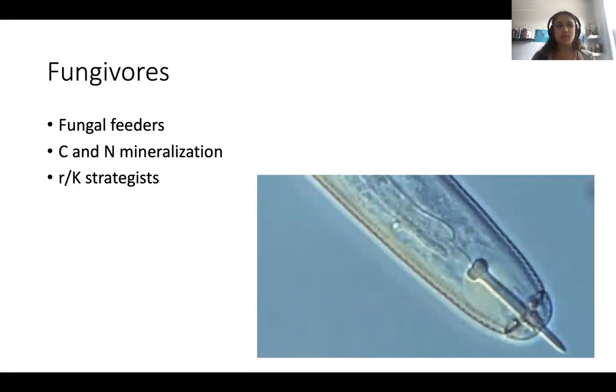Nematodes can also take the form of fungivores. So fungivores are fungal feeders. They are also really responsible for carbon and nitrogen mineralization, and they can function as both those R strategists or K strategists.